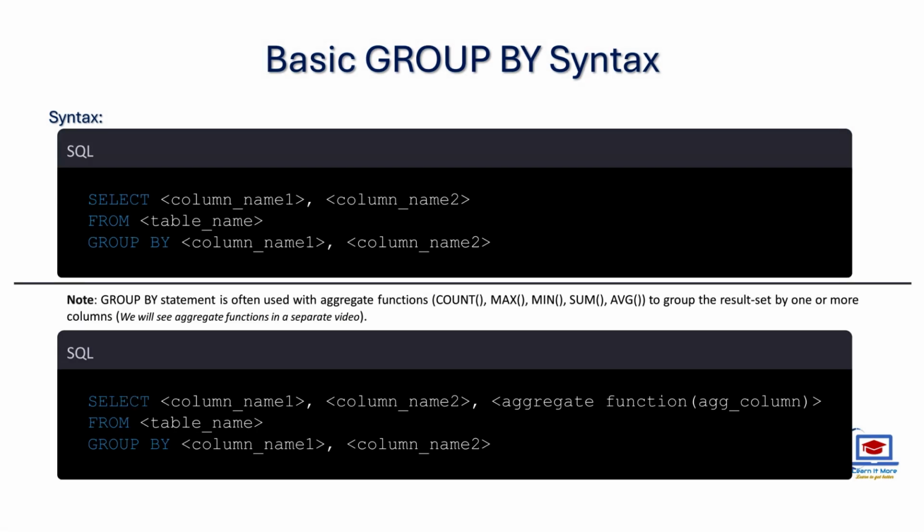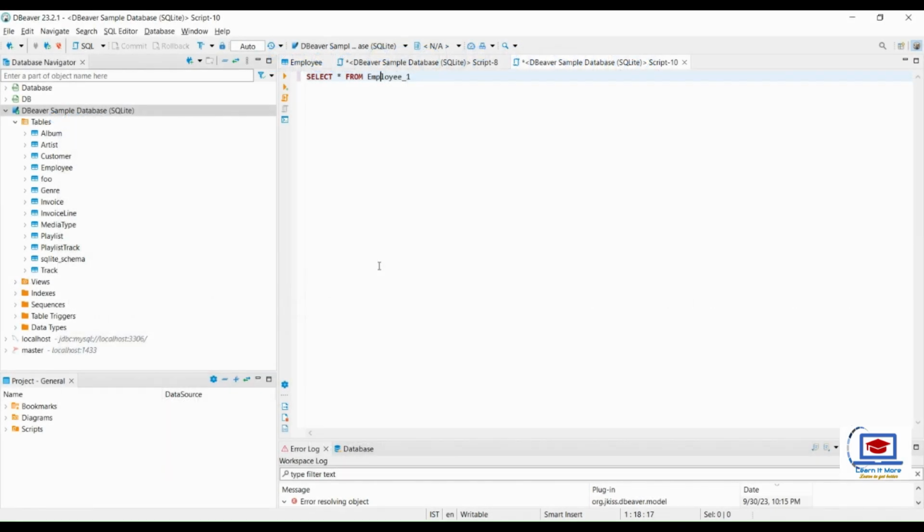The group by statement is often used with aggregate functions, count, max, min, sum, average, to group the result set by one or more columns. We will see aggregate functions in a separate video. Let's begin with a basic example.